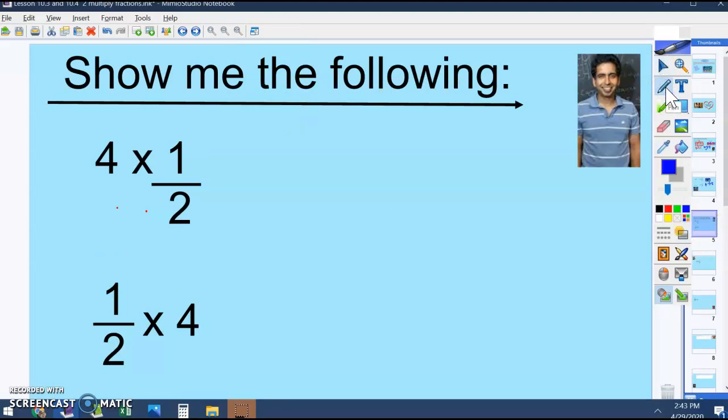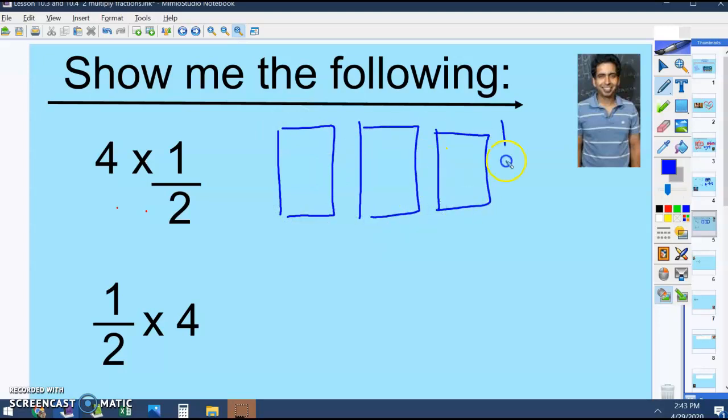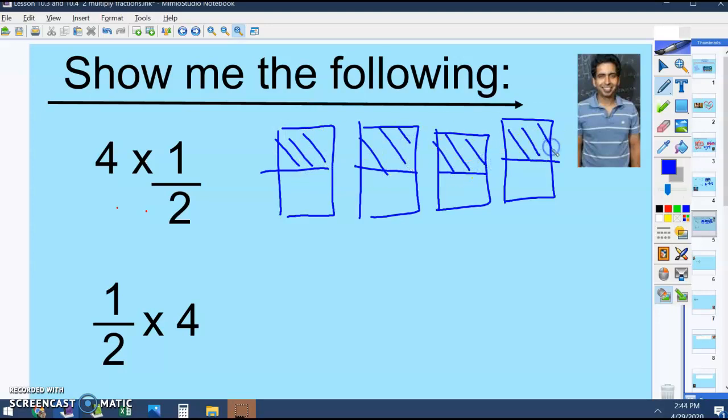In this problem, it says 4 groups of a half. So if I was going to draw a diagram to demonstrate that, I would have to draw 4 groups of a half. So I'd cut all these pieces into halves, 2 equal pieces, and then I just want to shade one of the 2 pieces, so 1/2. There's another 1/2, there's another 1/2, and another 1/2. So how many halves do I have in all? I have 4 halves. So this is actually equal to 4 halves.